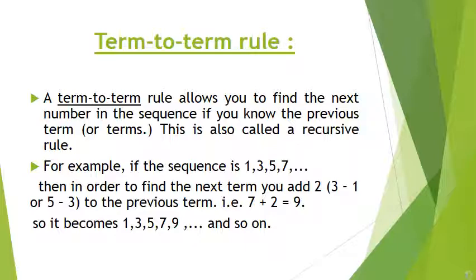Term to term rule. A term to term rule allows you to find the next number in the sequence if you know the previous term. This is also called a recursive rule. For example, if the sequence is 1, 3, 5, 7, then in order to find the next term, you add 2 to the previous term, that is 7 plus 2 is equal to 9. So it becomes 1, 3, 5, 7, 9 and so on.